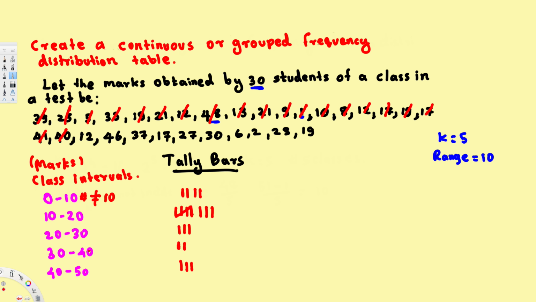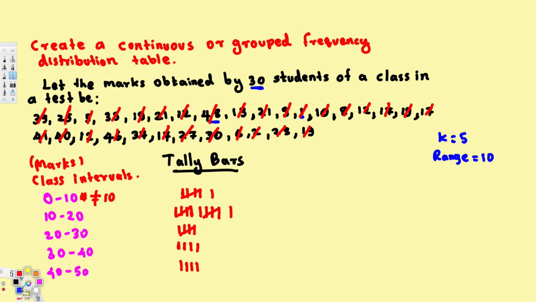Again, 14 is not here, it is here, right? And then 12 is going to be here, 46 is going to be here, 37 is going to be here, 17 is going to be here, 27 is here, 30 again is in the next one, right? And then 6 is here, 2 is here, 23 is here, and then 19 is going to be here. And that is our tally bars column.